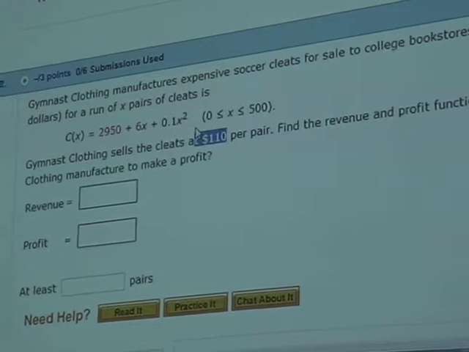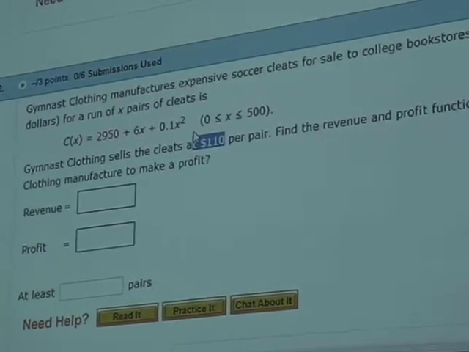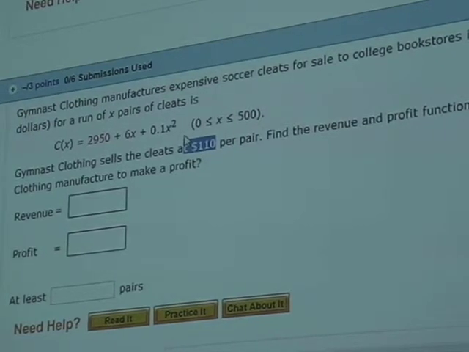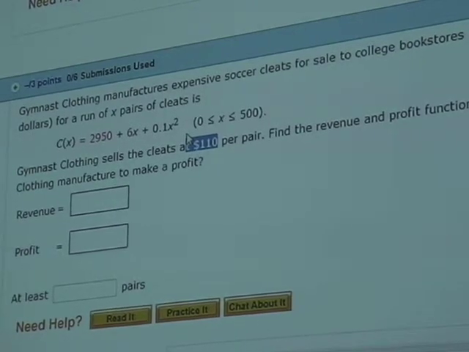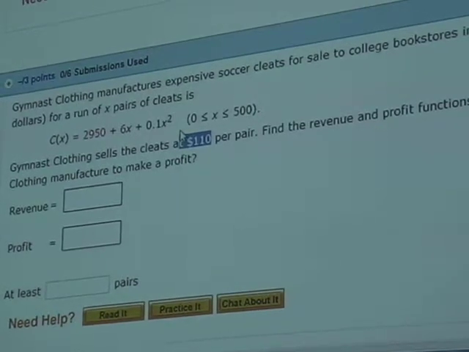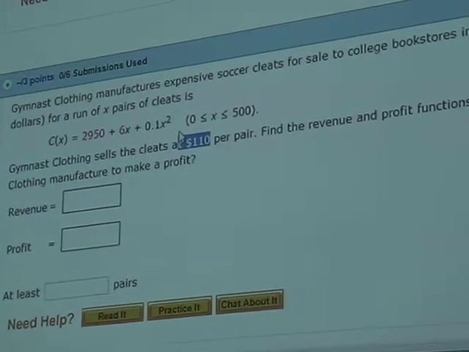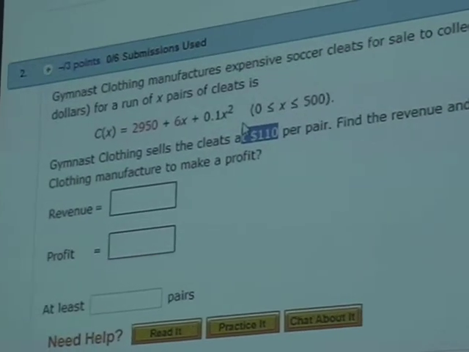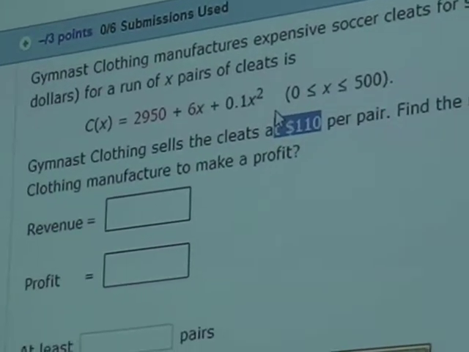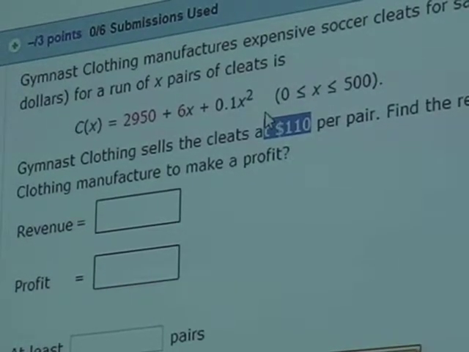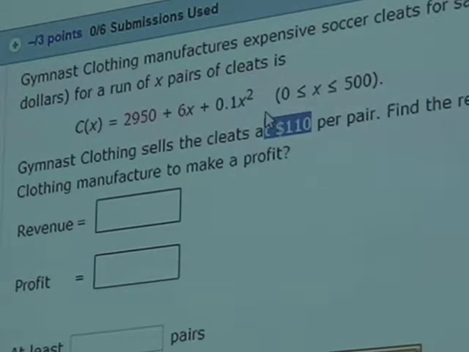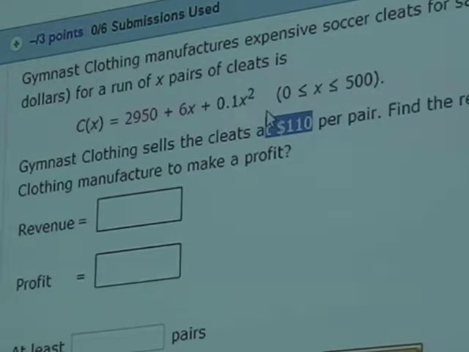Now we have another piece of information here. They sell their shoes, these are shoes, at $110 per pair. Find the revenue function. What's the revenue function? It means how much are they selling it for? $110. So what's the revenue function? $110x, right? So it's $110x for the revenue.